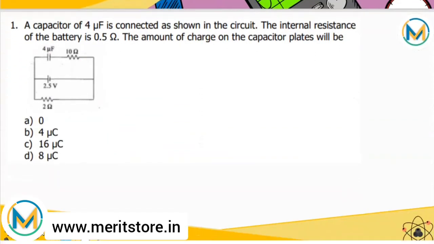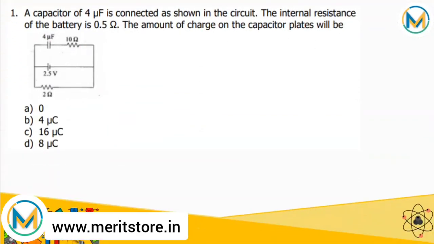First question: a capacitor of 4 microfarad is connected as shown in the circuit. The internal resistance of the battery is 0.5 ohm. The amount of charge on the capacitor plate will be. So here there's an internal resistance, which is 0.5 ohm.